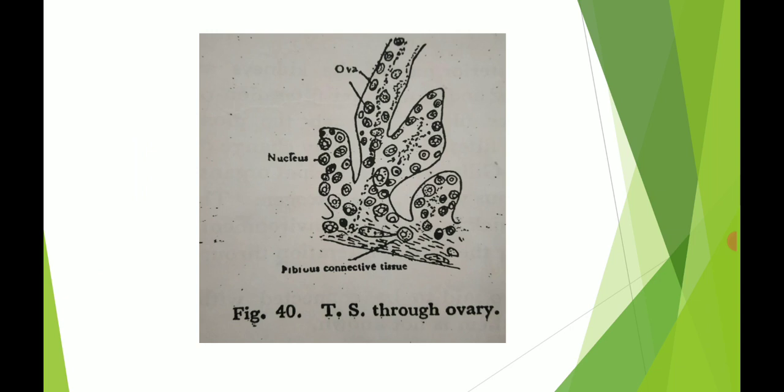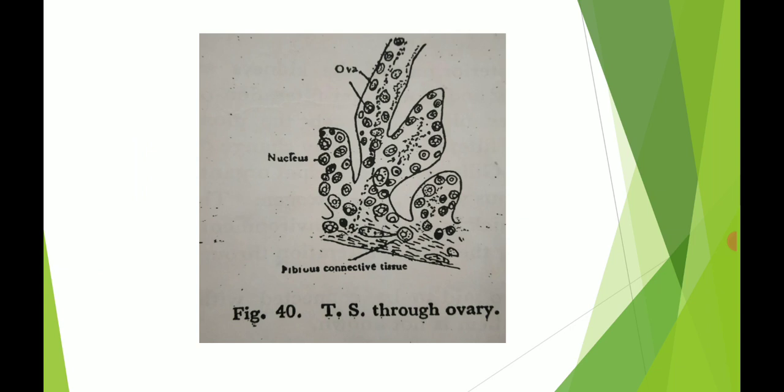Here this is the TS through the ovary. We will see that the ovaries are present in the form of a pair. Here is the TS, or the internal structure, of the ovary. The various nuclei are present here, and the ova are present in the ovaries.